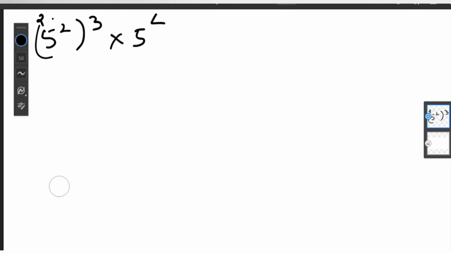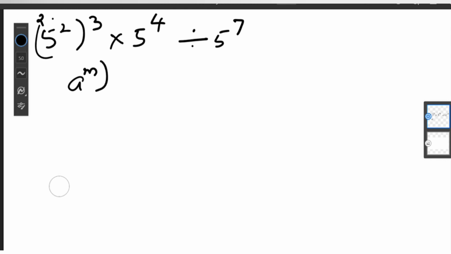Then coming to the next question. Second question: 5 square whole cube into 5 to the power 4 divided by 5 to the power 7.